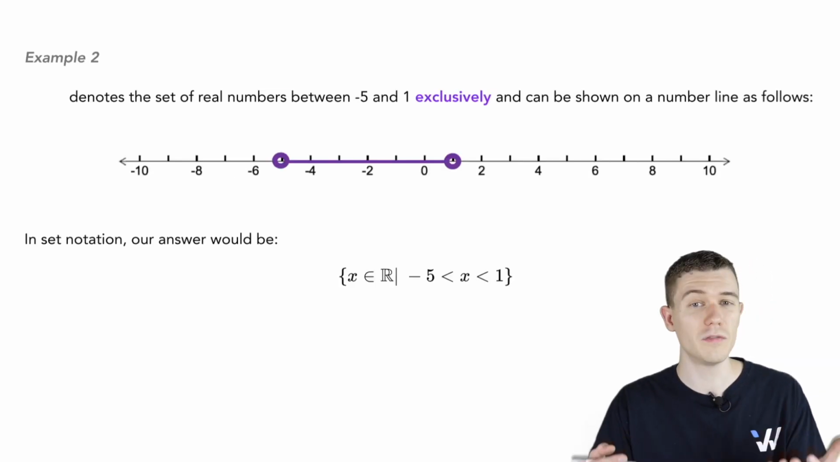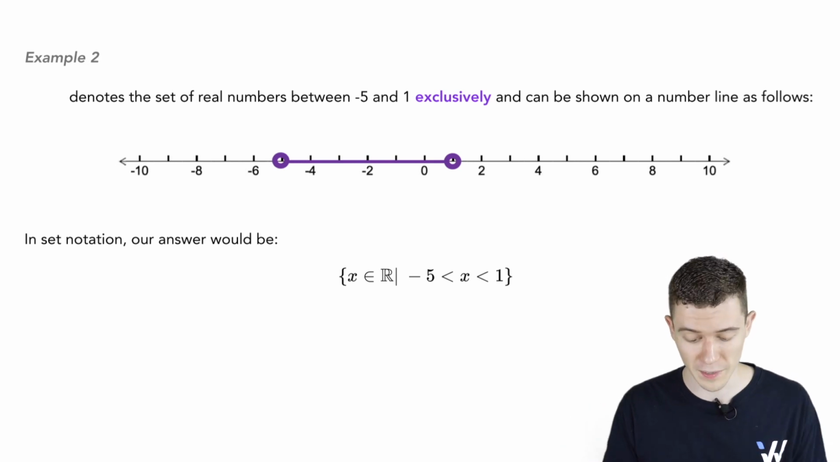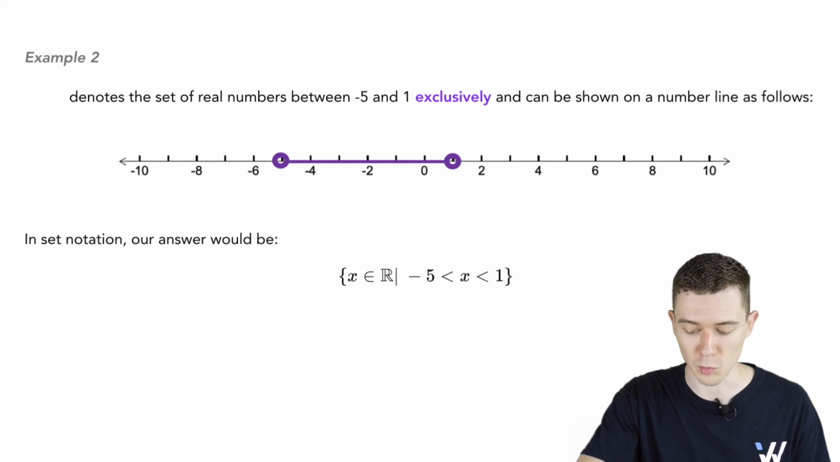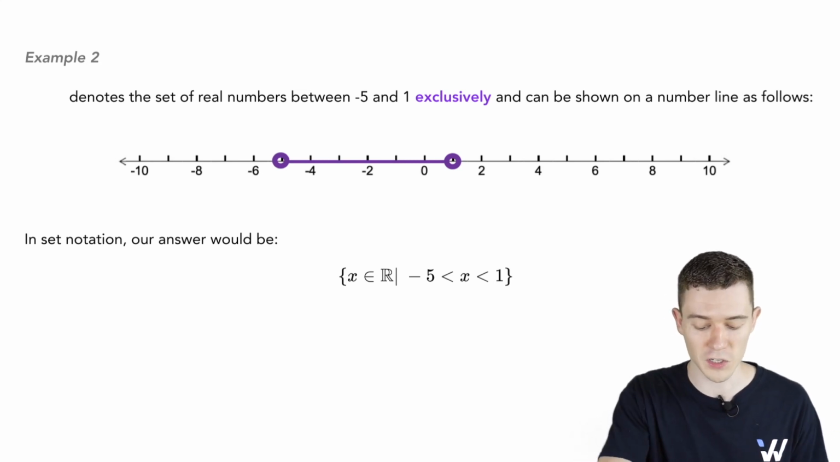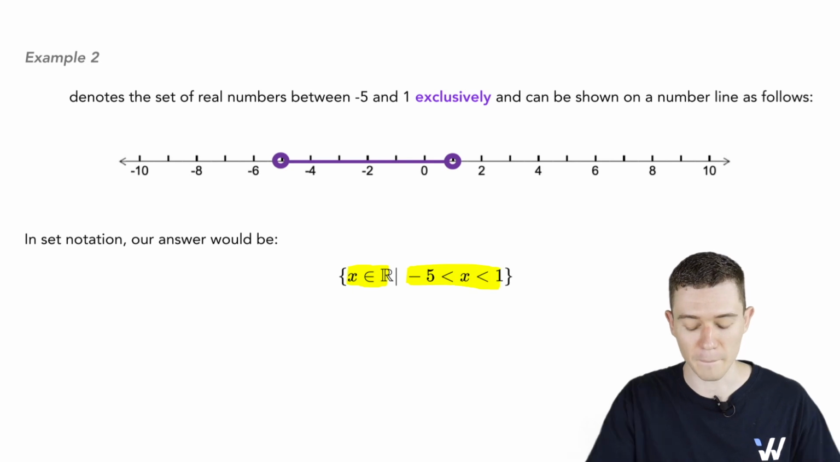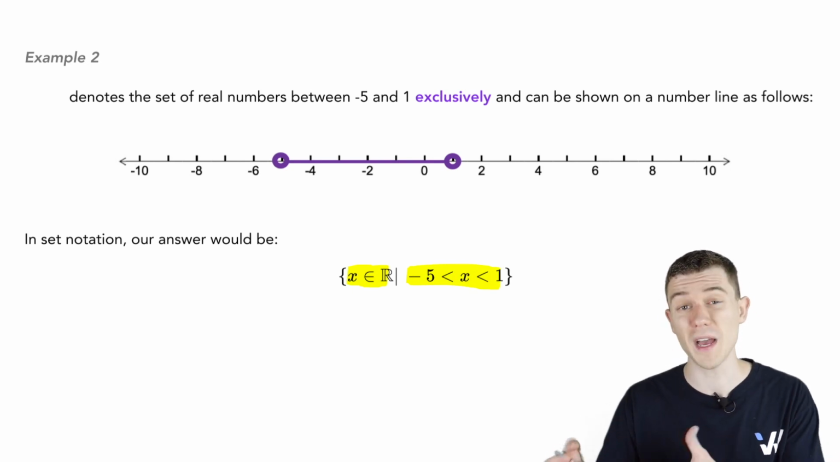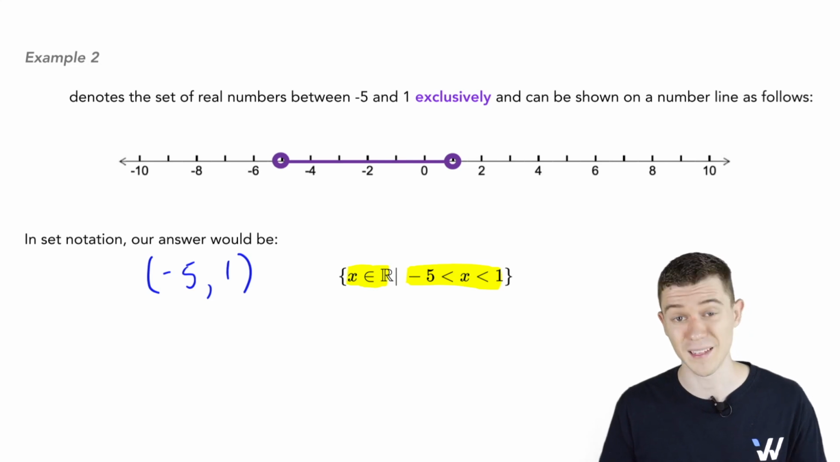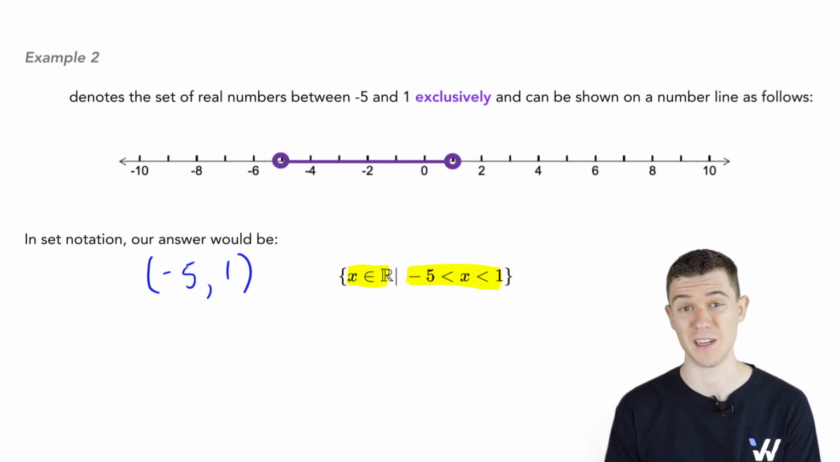We can do a very similar thing when we don't include the endpoints. Say we have the same interval, but we're excluding those endpoints. We'll use a very similar set notation. Any real number x who lies between -5 and 1 without those or equal to signs. This set notation is exactly the same thing as saying (-5, 1) in parentheses. That's how we can use set notation for intervals.